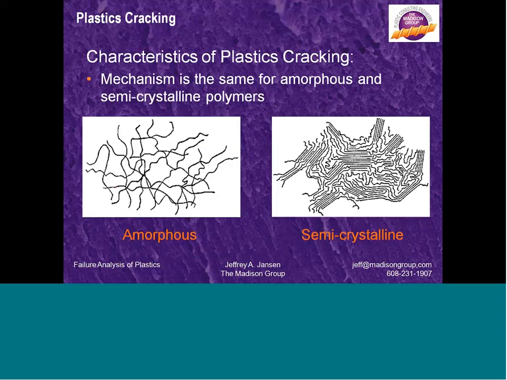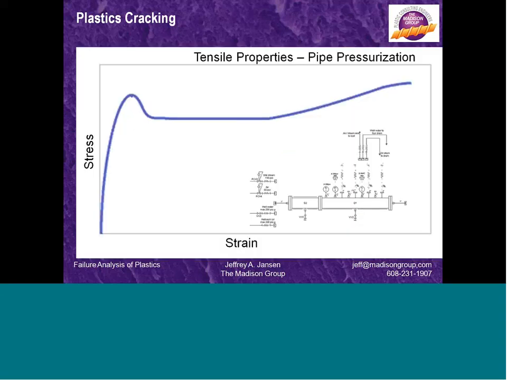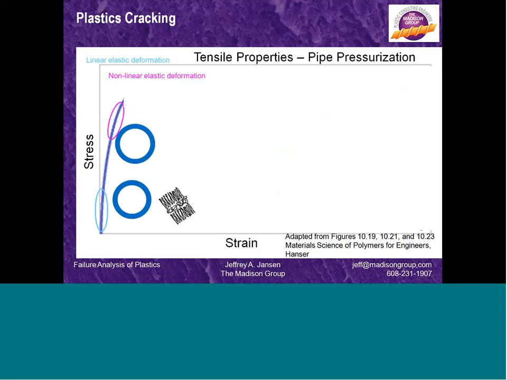The mechanism is the same whether we have an amorphous material like polycarbonate or polystyrene, or semi-crystalline materials such as nylon, polyethylene, polypropylene. The mechanism is essentially the same. We're going to look now at a stress strain curve in the case of pipe pressurization. Rather than looking at a dog bone, I think this really illustrates what happens during the application of stress. On a macro level, we're going to look at our pipe in cross section. We're also, on a microscopic level, going to look at a molecular structure.